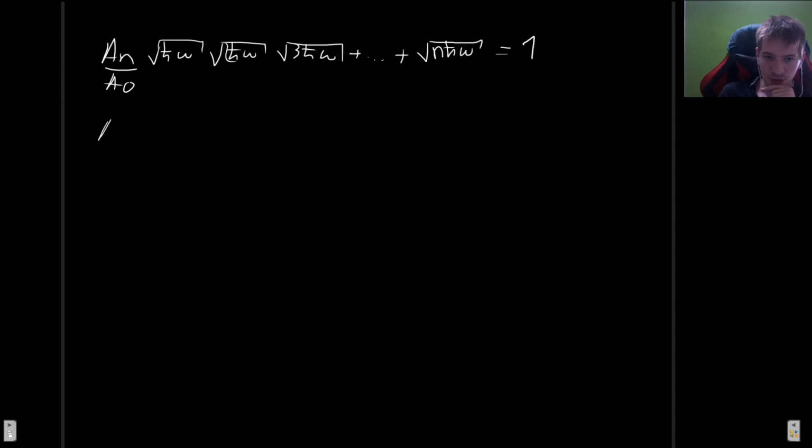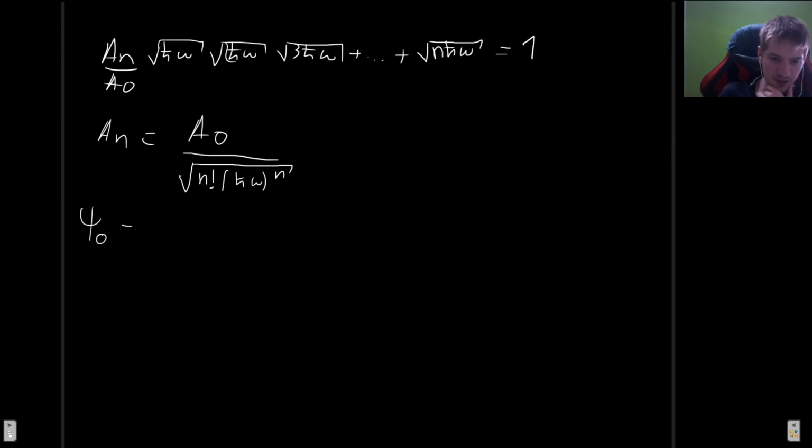So now we can just solve this for a_n. We get that it's going to be a_0 divided by this expression. If we look, we get h bar times 2 h bar times 3 h bar times so on and so forth until n h bar. So this is basically just the square root of n factorial times h bar omega to the nth power. Okay, so now all we have to do is find this a_0 constant. This a_0, remember, is the normalization constant of the ground state of the harmonic oscillator.